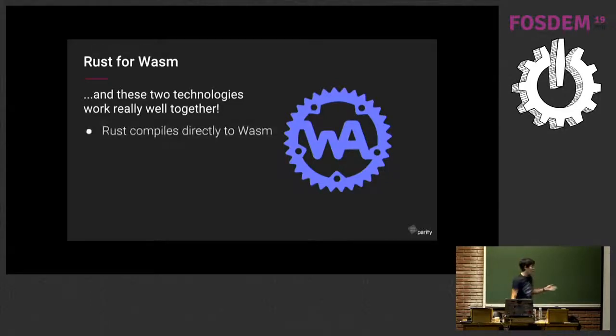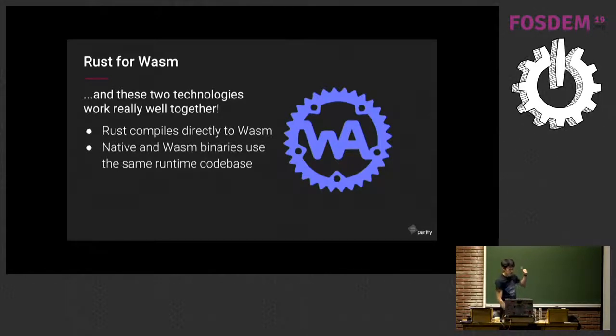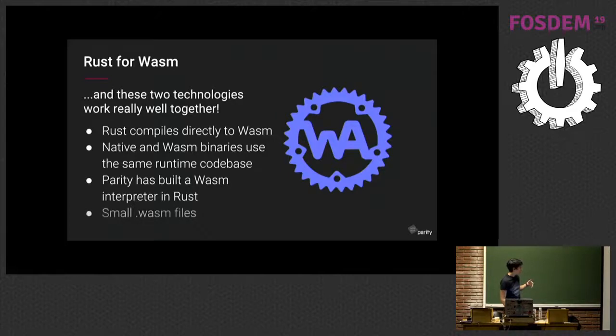Rust now compiles directly to WASM, which is absolutely great, which means that, as I mentioned before, we build our runtime in both native and WASM binaries, and we can use the same code base to do that, which is really, really powerful. And because Rust has no runtime, you don't have any extra bloat in your WASM binary, so it's really, really small. And finally, of course, Parity, to support other Rust projects, we built a WASM interpreter in Rust, so it makes the integration really, really simple.